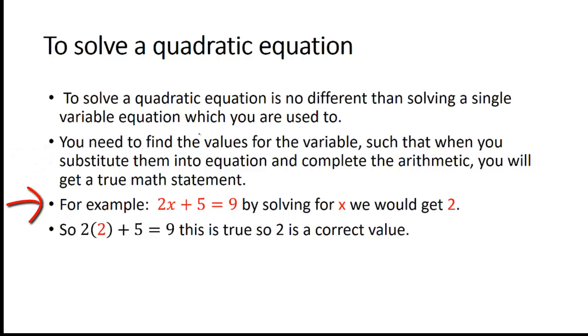For example, 2x plus 5 equals 9. By solving for x, we would get 2. So plugging that in, 2 times 2 plus 5 equals 9. This is true, so 2 is the correct value.